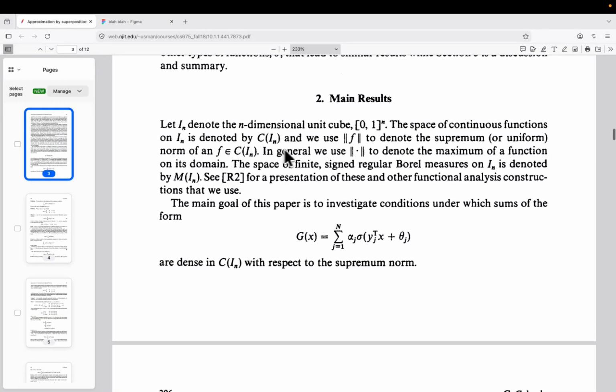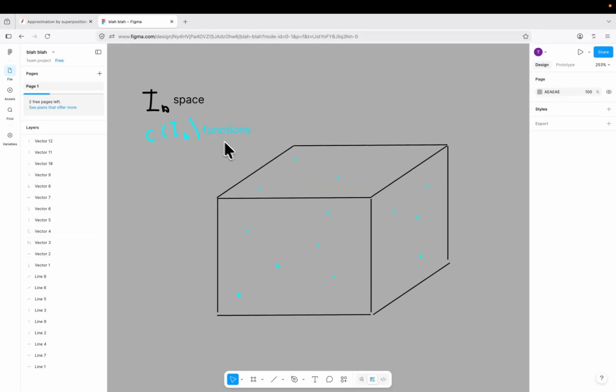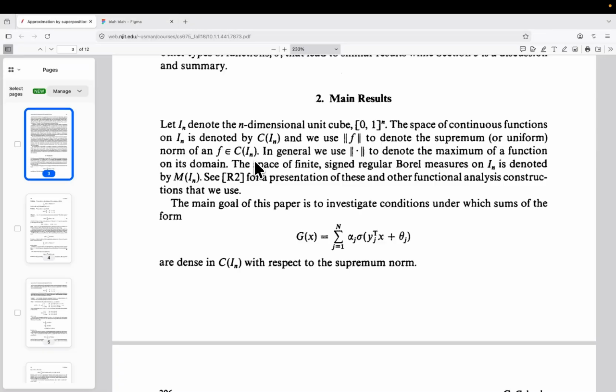The next thing is: the space of continuous functions on Yn is denoted by Cn. Because it's not the first time I'm recording this video, I have already denoted the space of functions. So this is the space itself, it's black, and this is the space of functions, it's blue.